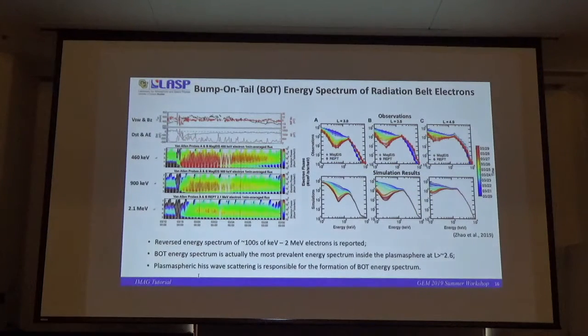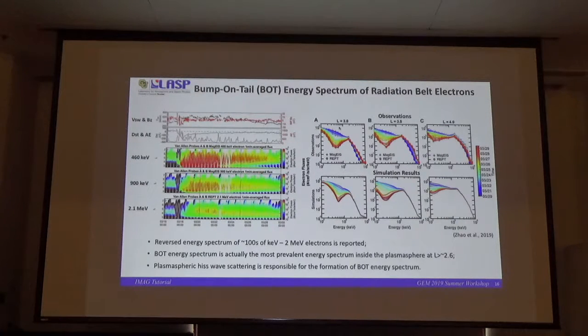Well, Van Allen Probes observations also provide us a great opportunity to look back into the radiation belt electron energy spectrum. Since the discovery of the radiation belt, the energy spectrum of radiation belt electrons has always been thought to be steeply falling with energy, which means there are fewer high-energy electrons and more low-energy electrons. However, using the Van Allen Probes data, we show that sometimes there's a reverse energy spectrum in the energy range of hundreds of keV to 2 MeV.